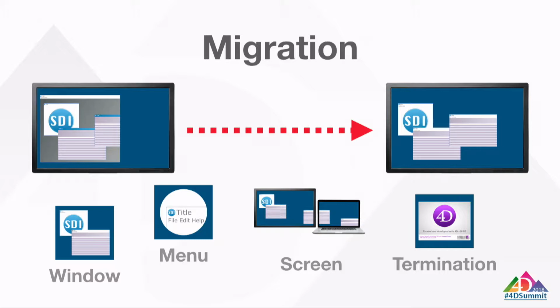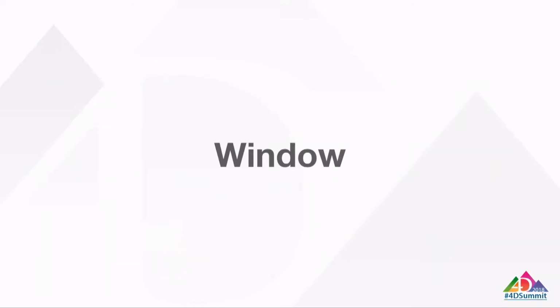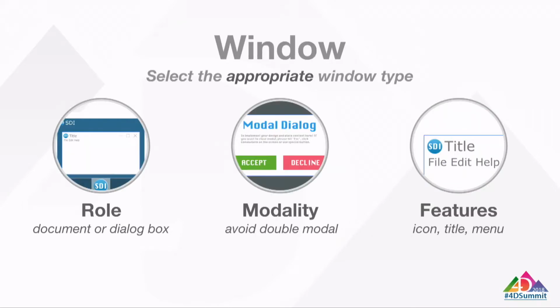Now we're going to consider several different domains of the user interface, starting from window. Okay, in 4D, you have a choice of very different window types. Okay? And perhaps until now, you might have selected your window types quite casually. You go through the different window types and you think, I'm going to use this one. See? But I think it's very important, especially if you're going to run your application in SDI mode, that you select your window type decisively. And you want to consider three aspects.